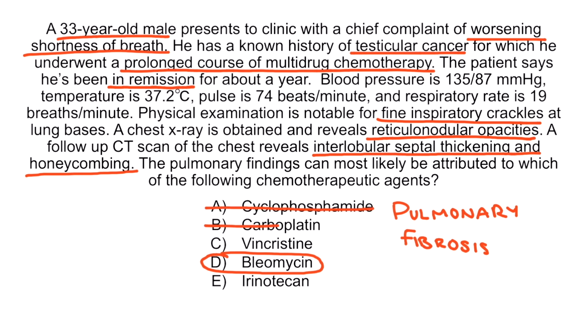So A is wrong. Now, option B, carboplatin, is associated with ototoxicity and peripheral neuropathy. Now, option C, vincristine, is associated with hair loss and peripheral neuropathy. And lastly, option E, irinotecan, is most commonly associated with diarrhea. And that concludes our lecture on the principles of cancer therapy.